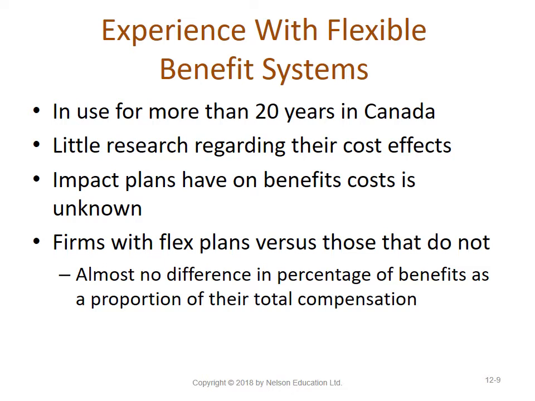There's also, as you can see, almost no difference in the percentage of benefits as a proportion of total compensation. So whether we pick fixed plans or flexible plans, we still have, as we've learned in Chapter 4, typically about 15% of total compensation as indirect pay.